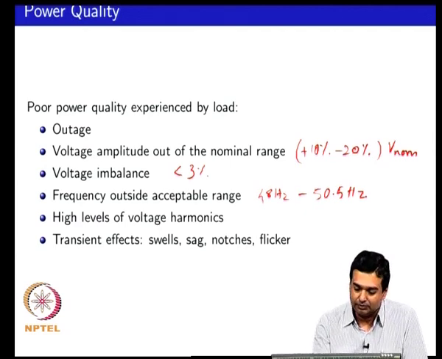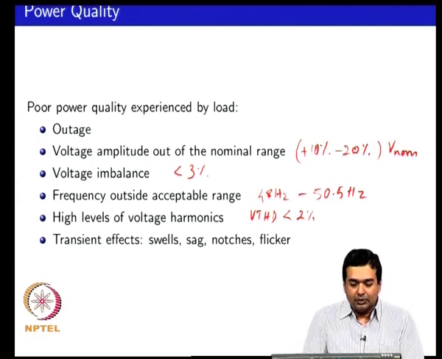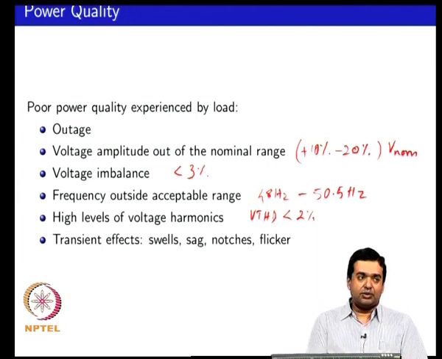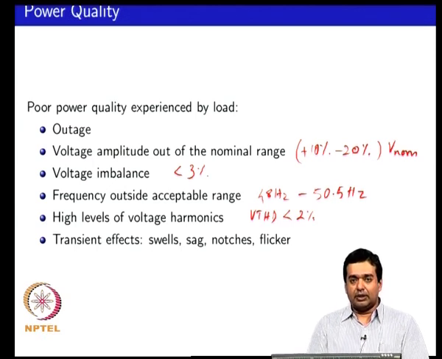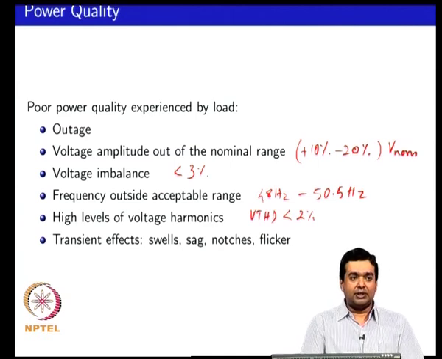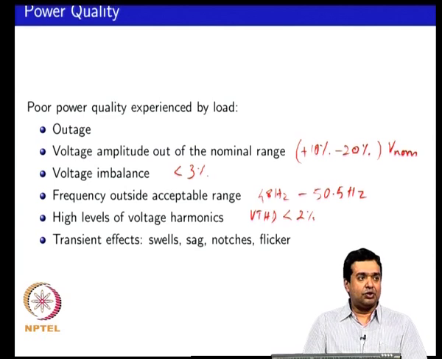Again, it depends on how sensitive your load is. You might have some tighter requirements for very sensitive types of load. You can have transient effects which would also affect power quality. An example is a short duration of voltage amplitude increasing, or a short duration where the voltage dips. This is a sag or a swell. You might have notches in the waveforms if you have equipment such as thyristor power converters connected to your point of common coupling. You can have flicker in your load.